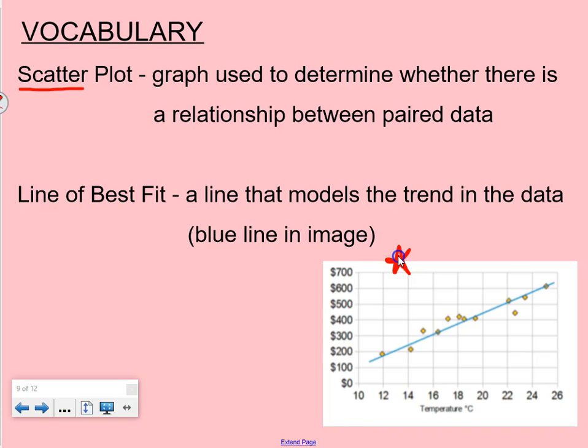Now there's this thing called the line of best fit, and that's a line that models the trend in the data, and that's this blue line here in the image. That's the line of best fit. It fits right through the middle of the data. It models that trend, models what's happening. So our goal today is to be able to find the line of best fit in a scatterplot and write an equation for that line.